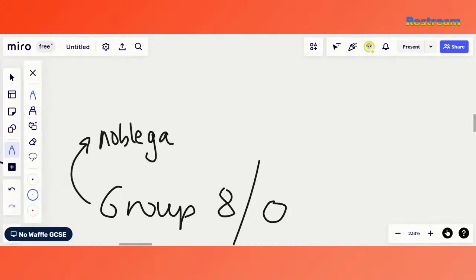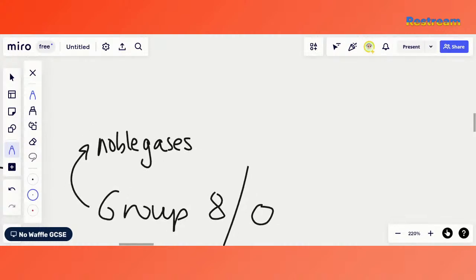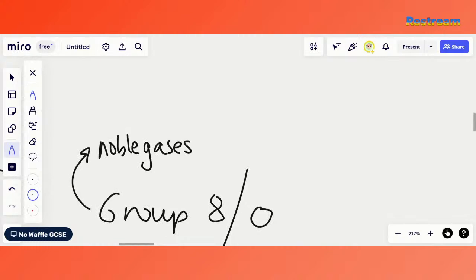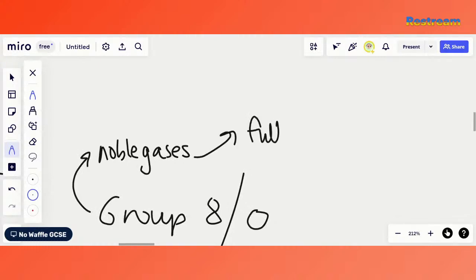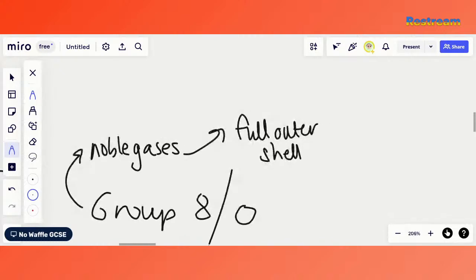They are unreactive. They do not react with anything. Why do they not react with anything? They have a full outer shell. And because they have a full outer shell, this means that they do not have to become charged to gain a full outer shell because they already have it. So they do not have to form ions.